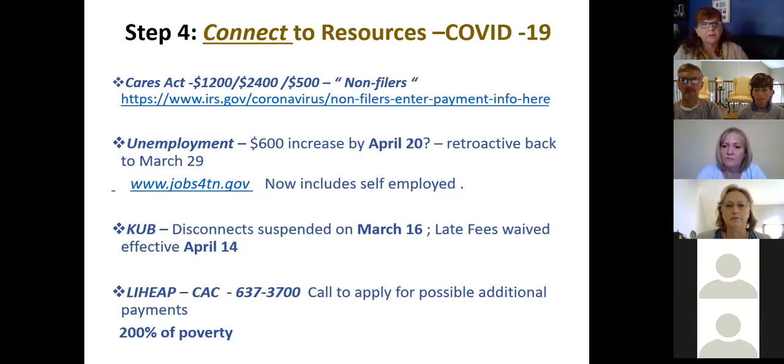And applying for, I don't know for sure if part-time people that are cut back to part-time can apply. There was some debate about that in something I was reading. Something we need to check out. So let's go on to KUB.